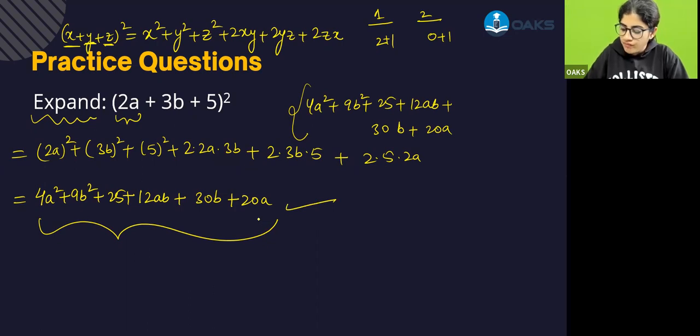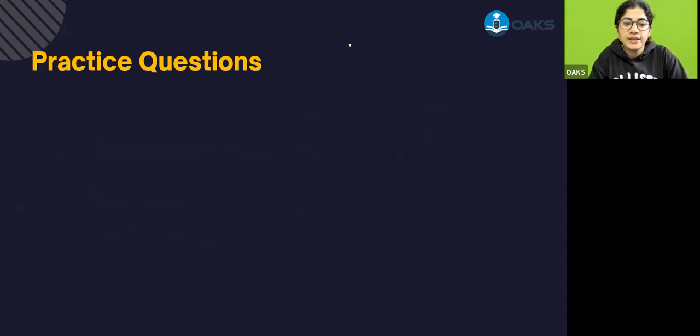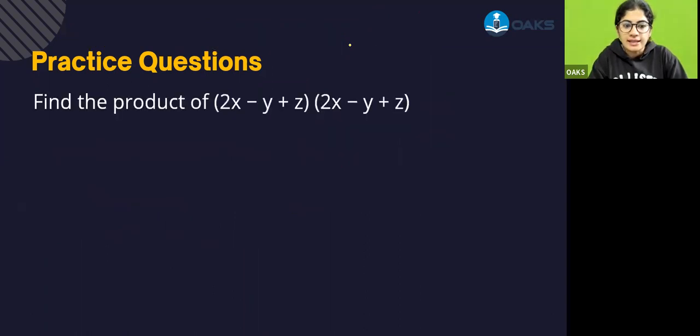Always write the identity with your question. Okay, always. Now, moving ahead on a new question. That is this. You need to find the product of this.